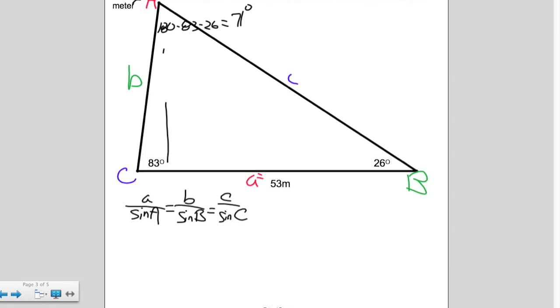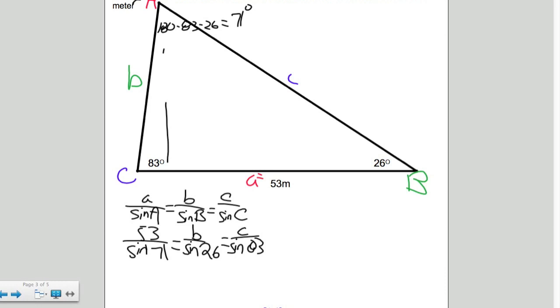Do we know little a? That's 53. Good. Do we know big A? 71. Good. Sine of 71. Do we know little b? No. Do we know big B? Yes, 26 degrees. Do we know little c? No. We know big C, 83 degrees. Good. So that's how we set up our equation, very similar to what we did with similar triangles.